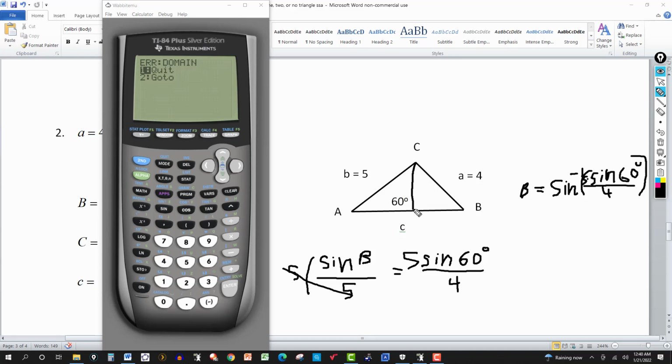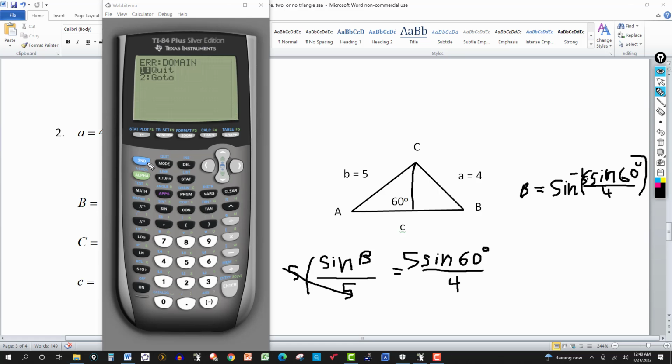If I were to compute the length of this altitude right here, it would be 4.3. Side A is 4. It's less than the altitude. So if I try to form a triangle, this side right here is never going to hit this space. So there's no solution.